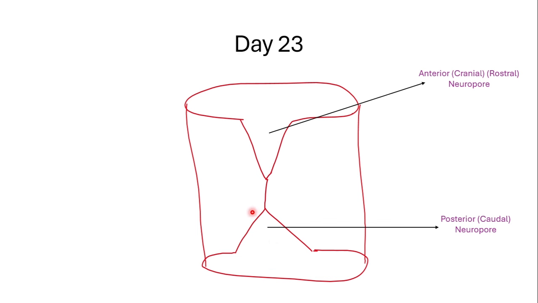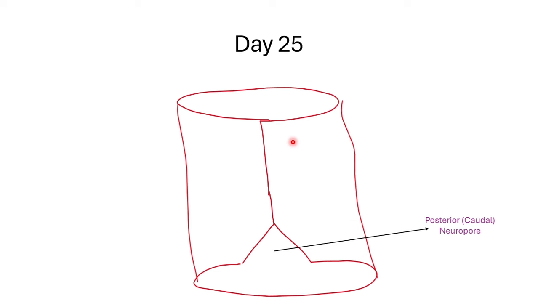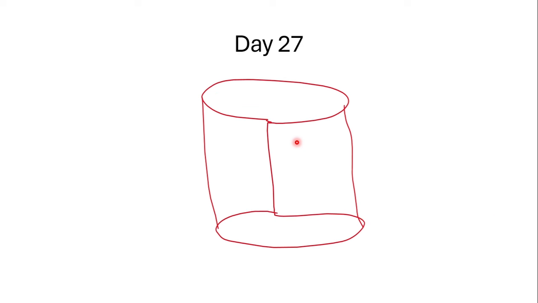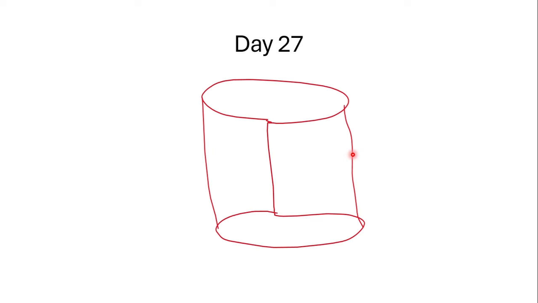Okay? So first of all, day 23, closure of the mid portion of the neural fold. Then day 25, the anterior portion closes, and then day 27, everything closes. And by week 4, the whole neural tube should be closed. If this fails to happen, then we have something called a neural tube defect, which will be the topic of the next lectures.